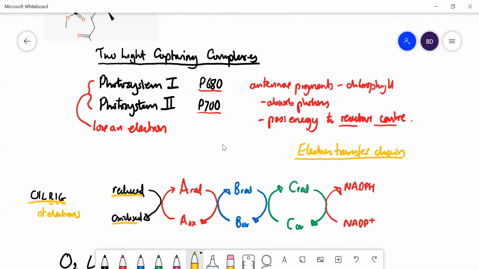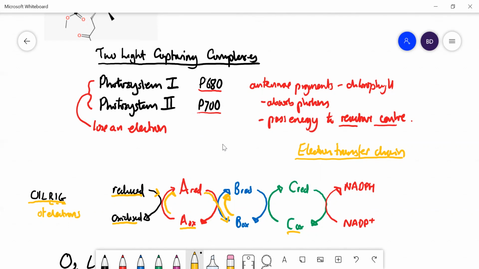So imagine you start off with this reduced thing here, it passes an electron, or usually a pair of electrons, on to the A oxidized, which will turn that into A reduced. Now the A reduced doesn't hang on to those electrons, it passes them on to the B oxidized down there, which of course will then, when it gains those electrons, become B reduced. They pass it on to C and so on here.